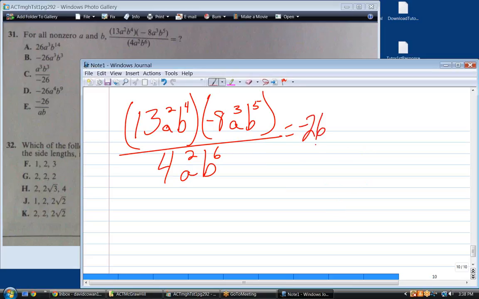Minus 26. Okay, how about the letter A? You add exponents on top, so 2, 3, 4, 5. And then subtract. So then it'd be A to the 3. Okay. Now we're down to B. That's it. We're done.